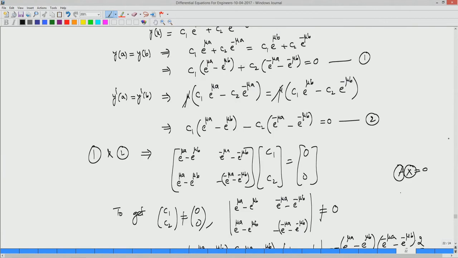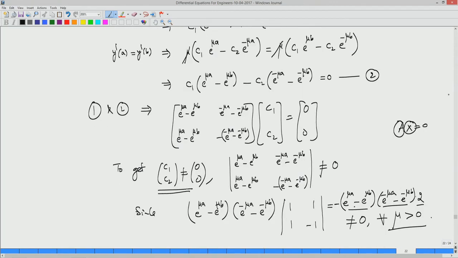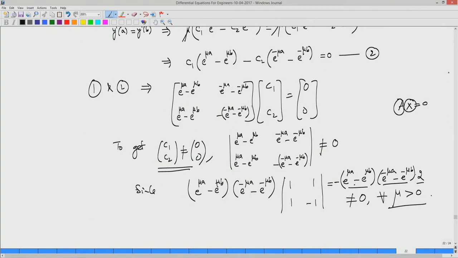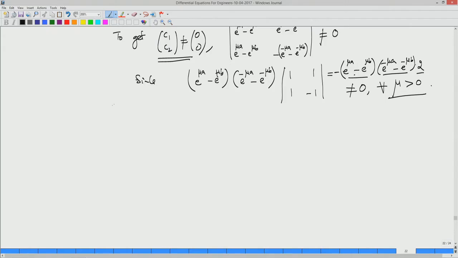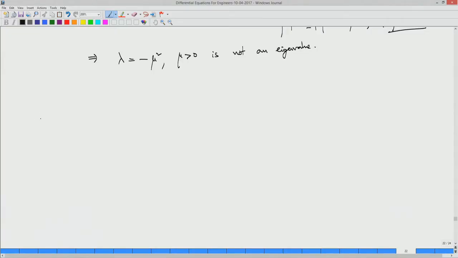So, you see that there is no non-zero solution, that means C1 C2 have to be 0. If C1 C2 both are 0, that means y of x is the 0 solution. So, completely 0 solution you will get in this case. That implies lambda equal to minus mu square for any mu positive is not an eigenvalue, implies no eigenfunction. So, finally, of all the three cases, lambda positive, lambda equal to 0, lambda equal to minus mu square, only some give eigenvalues and eigenfunctions.